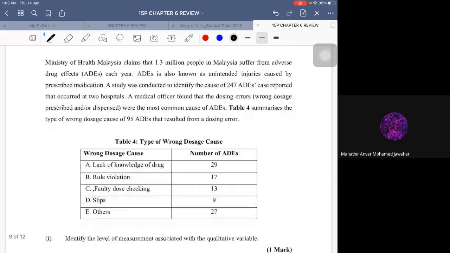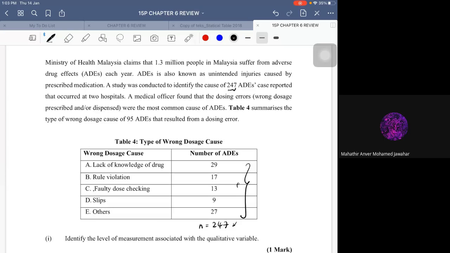Here, the Ministry of Health claims that 1.3 million people in Malaysia suffer from adverse drug effect each year. ADE is also known as unintended injuries caused by prescribed medication. A study was conducted to identify the cause of 247 ADE cases. If you sum this up, you will get a value of 247. Sometimes the question doesn't tell you the value of n, but all you have to do is sum up the frequency, and that gives you the value of n.